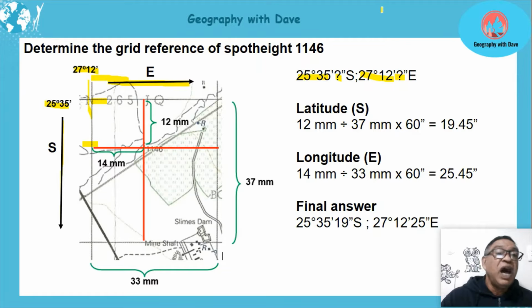So I have this here, but I don't know the seconds of each one. So what do I do? With a pencil, if I'm using a map, not with a red pen, I draw a vertical line, cutting across the dot, because a spot height has a dot.